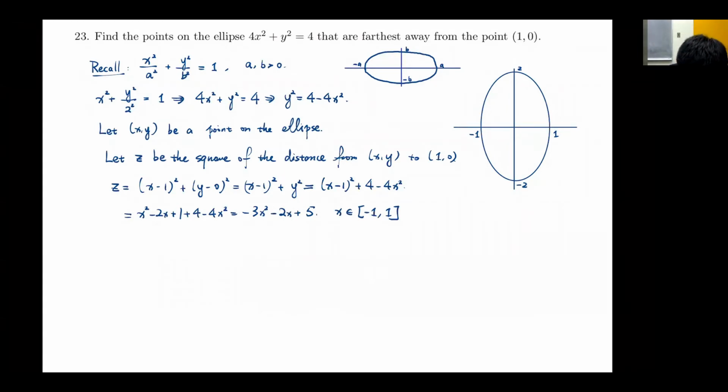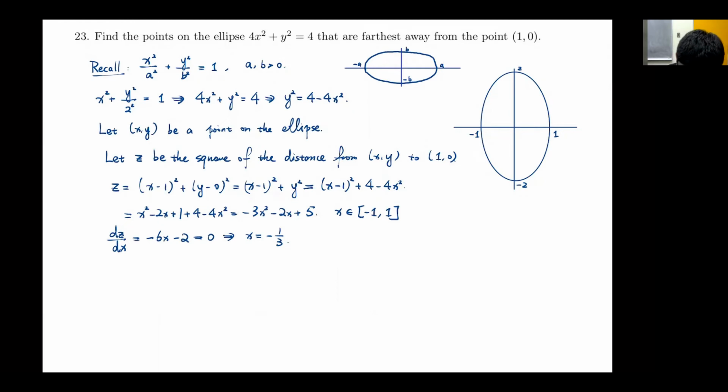Okay, so now let's proceed to get the derivative of z. dz over dx is quite easy. That will be minus 6x minus 2. If we set this equal to 0, what we will get is x equals minus 1/3. So this is the only critical number we have.